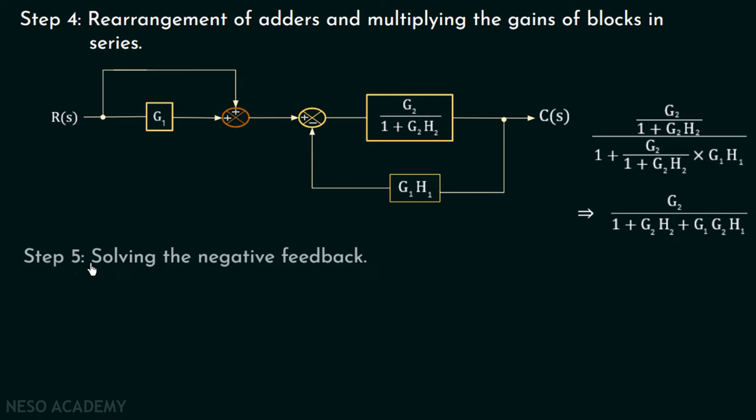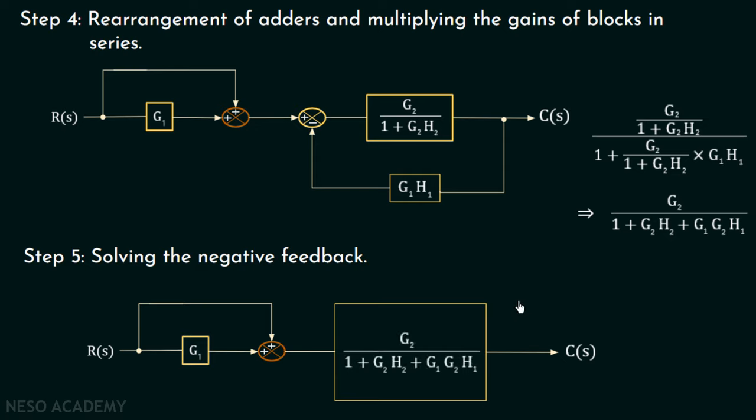And now we will move on to step number 5, which is solving the negative feedback. If we convert this negative feedback into a single block, then the block diagram representation will look like this. And the gain of this block will be the overall transfer function, which is G2 over 1 plus G2 H2 plus G1 G2 H1. Now observe the block diagram representation again and think, what can be the next step? Yes, we can say that this block having gain G1 and this unity gain branch are connected in parallel. As this block is connected between this takeoff point and this adder, and this unity gain branch is also connected between this takeoff point and this adder.